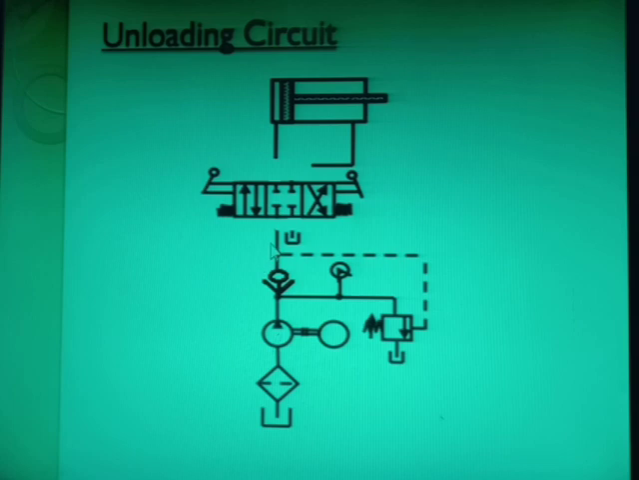What can be another case? Suppose you perform the operation where the actuator moves from this position to this position, and it comes back again from this position to this position, the retraction. In retraction also you want to stop the actuator in the middle for some reason. In that case also, what will happen?